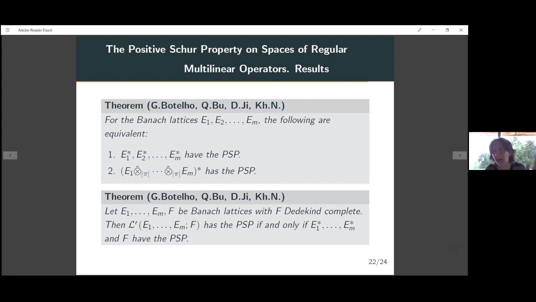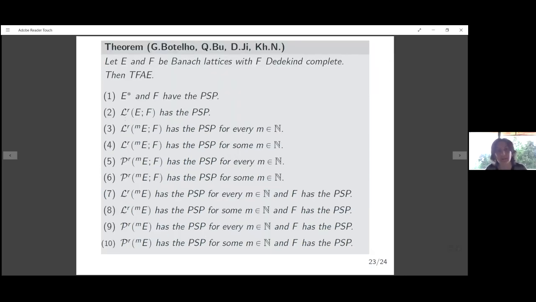So it's kind of analogous to Nach's theorem of 1992, and to our theorem about the bilinear regular operator space, and this is the multilinear case. And there is also a nice kind of summary, but when proving, for example, that 10 implies one of those equivalent conditions, we use a nice theorem here.